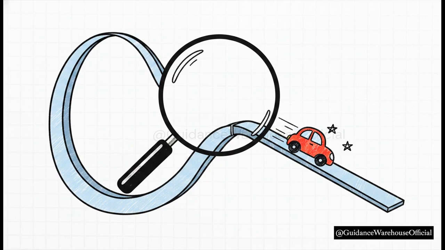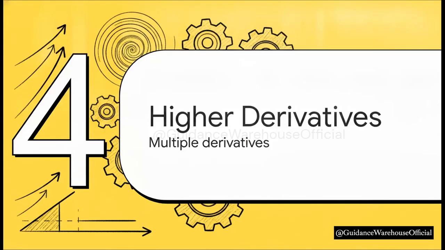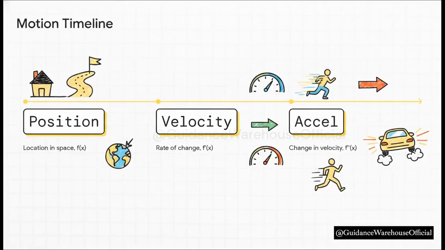Pretty amazing, right? Okay, final part, section 4, higher order derivatives. So we know the derivative is simply a function itself, right? Well, what happens if we take the derivative of the derivative? Let's track this on a timeline. Point 1 is position, literally where an object is in space. We'll call it f of x.